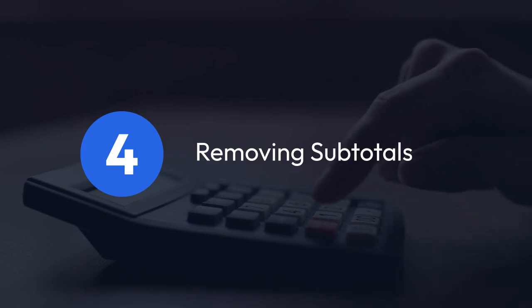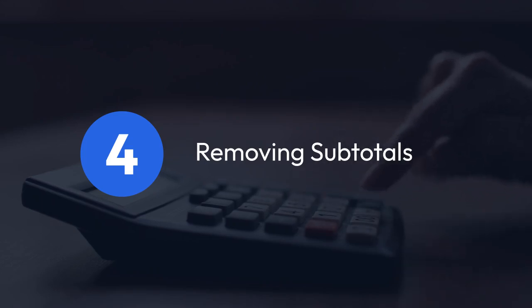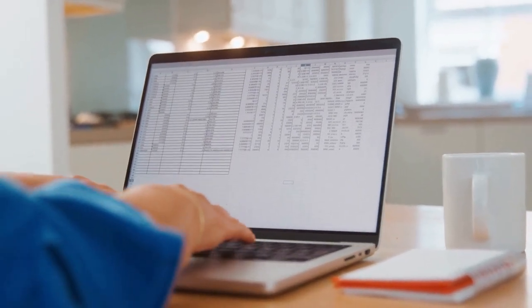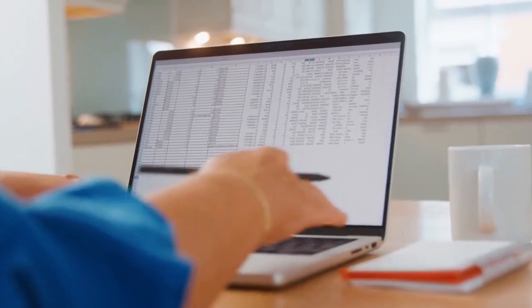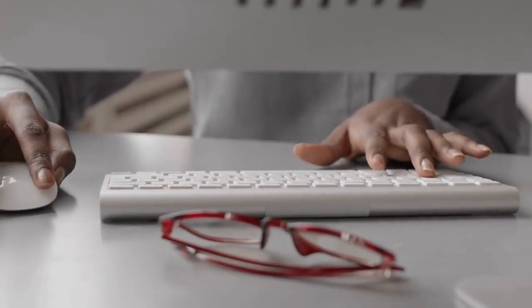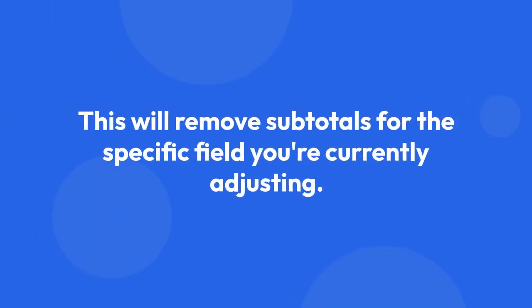4. Removing subtotals. Inside this dialog box or panel, you'll see options related to subtotals, show subtotals, or similar wording. Look for a checkbox, drop-down menu, or radio button that allows you to choose whether to show subtotals. Uncheck the box, select None from a drop-down, or choose the equivalent option to disable subtotals. This will remove subtotals for the specific field you're currently adjusting.